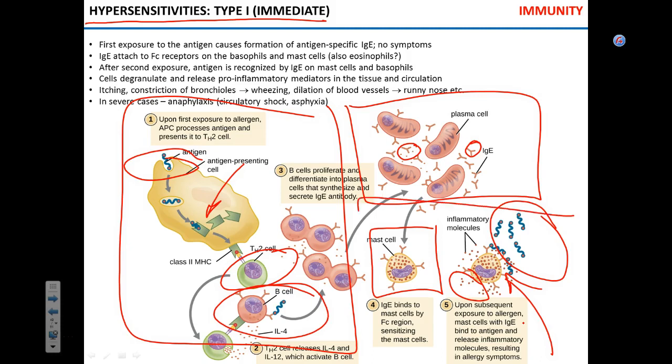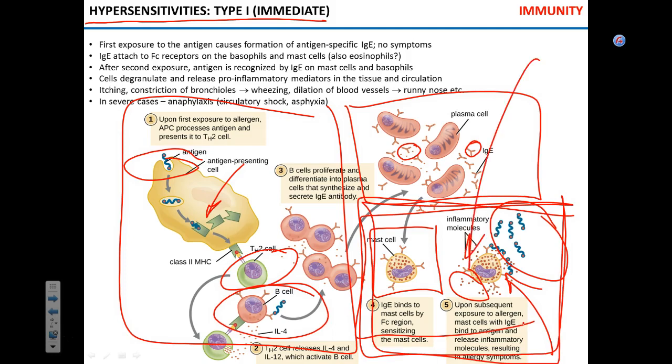Because that's the degranulation part. Here in the right corner, this one. That's what happens the second time. And that's when all the bad stuff happens.